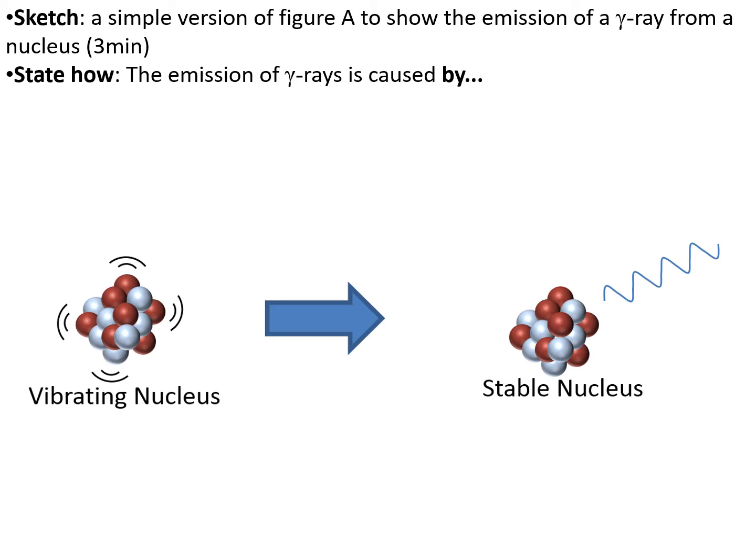Sketch a simple version of figure A to show the emission of a gamma ray from a nucleus, and state how the emission of gamma rays is caused.